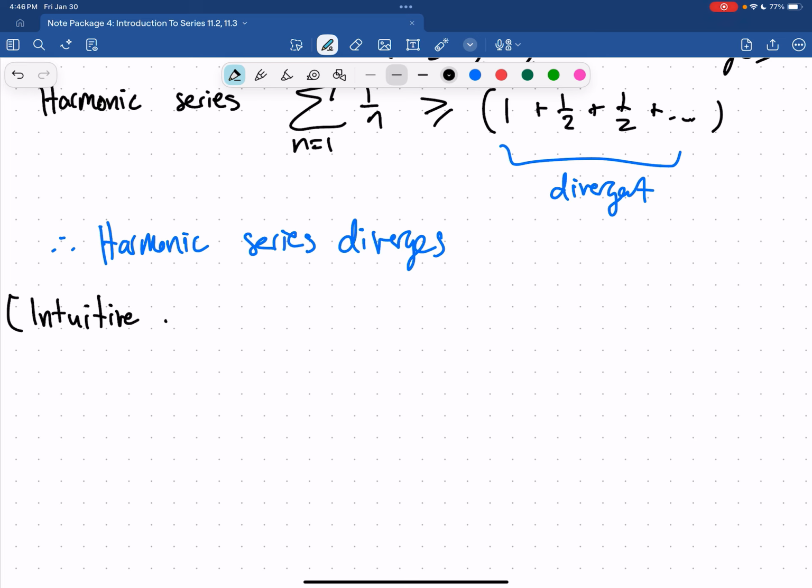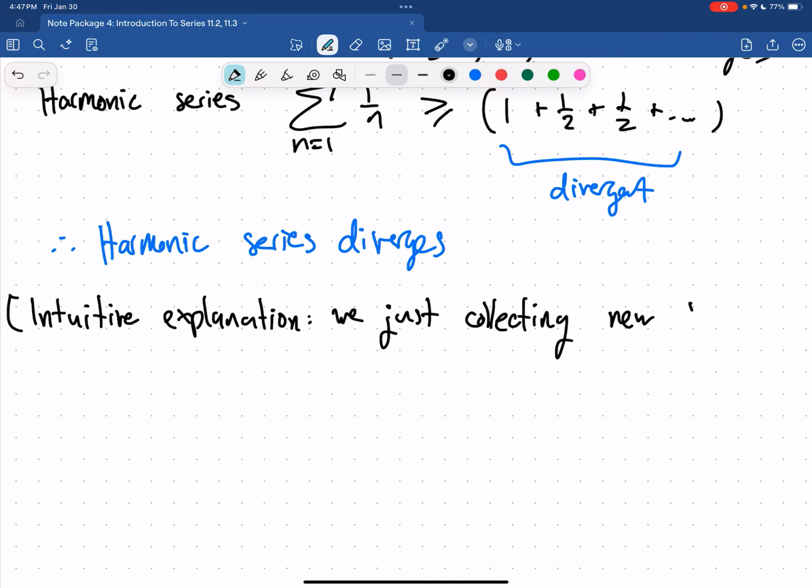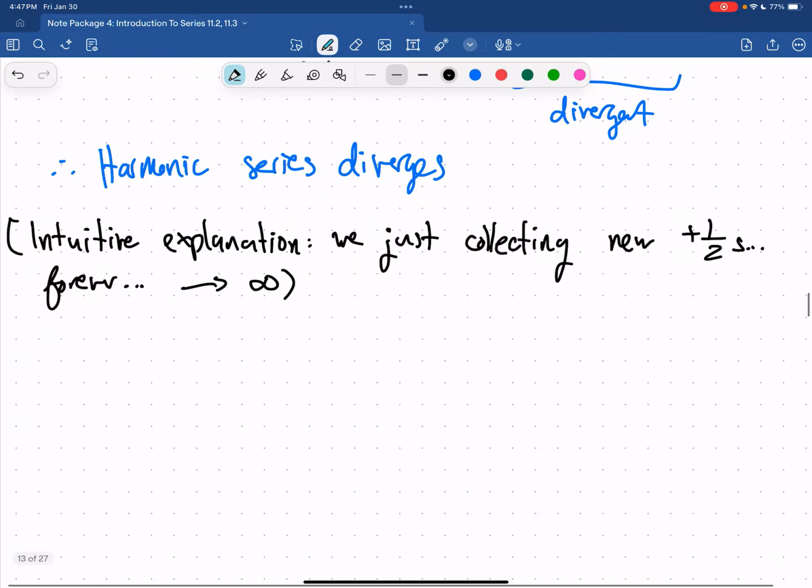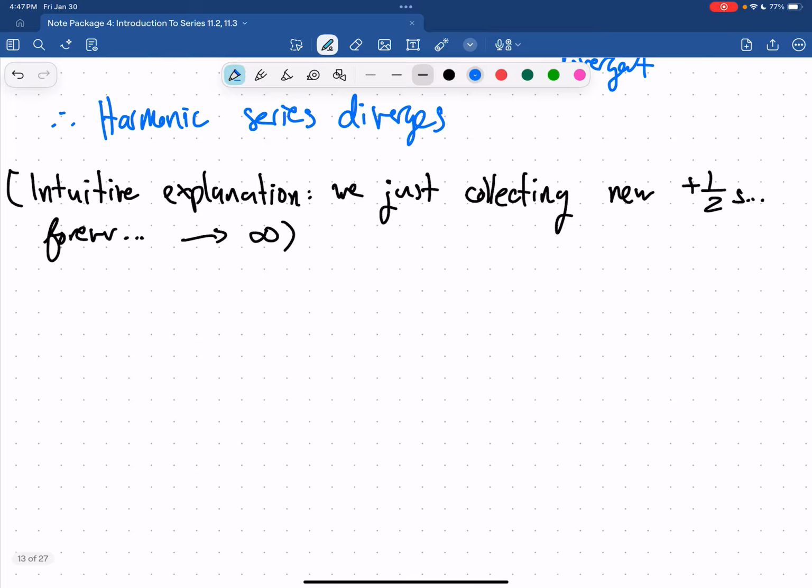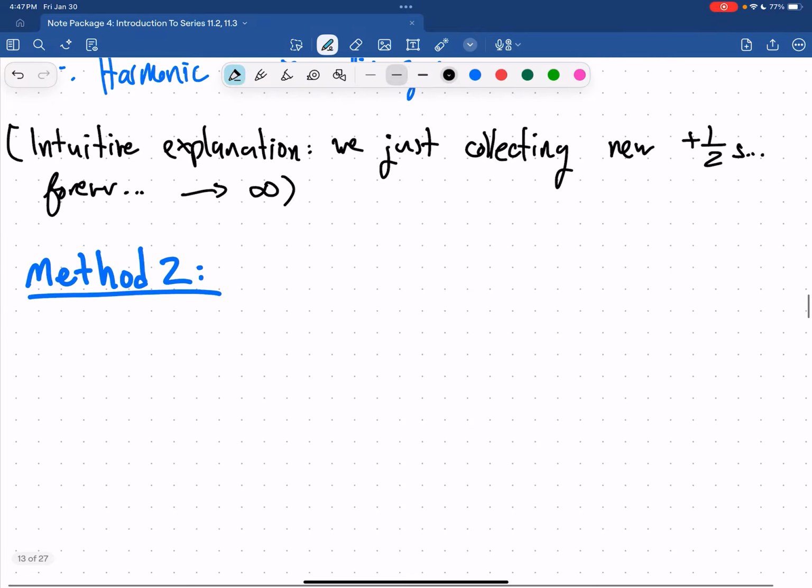And I'll say intuitive explanation is that we just keep collecting new +1/2, and we do that forever. It means we go to infinity. All right, then show you a second method. It's going to be kind of like, I guess, the integral test, but before we've seen it formally. And it's again going to be kind of using this idea of comparing to something.